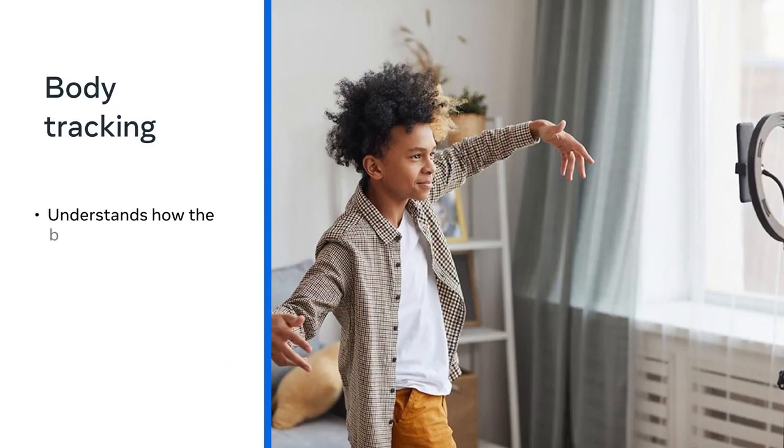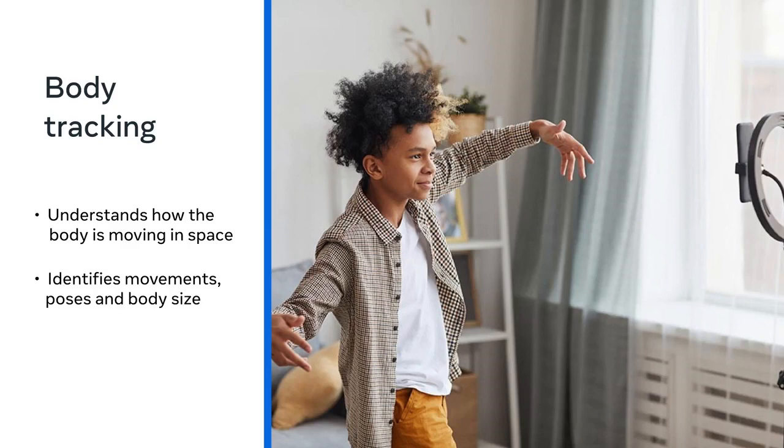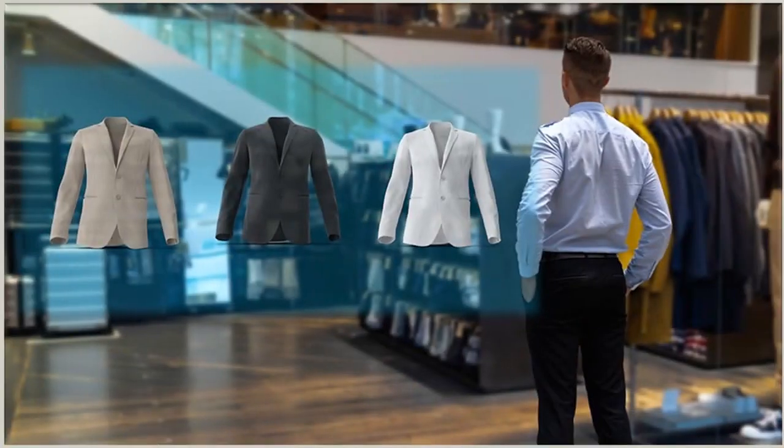Body tracking technology understands how the body is moving in space and is used for entertainment. It can tell if a user is dancing or if they're making the correct pose for a game, or even their body size. Depending on the capabilities of your platform, body tracking could be used to help a user try on clothes before buying them, by determining the body size of a user to see how the clothing would fit.